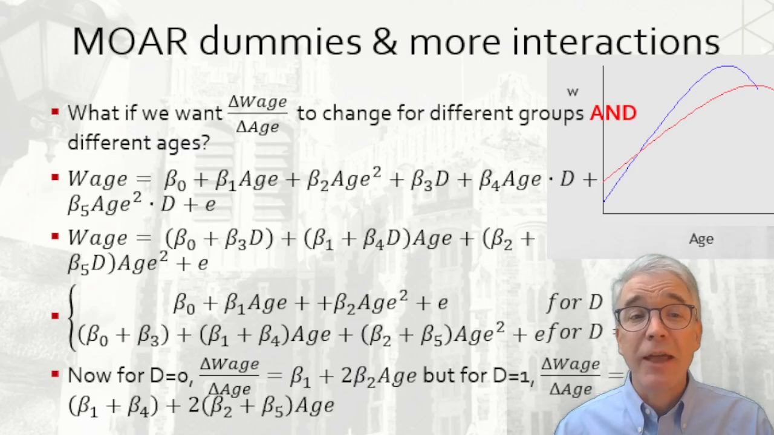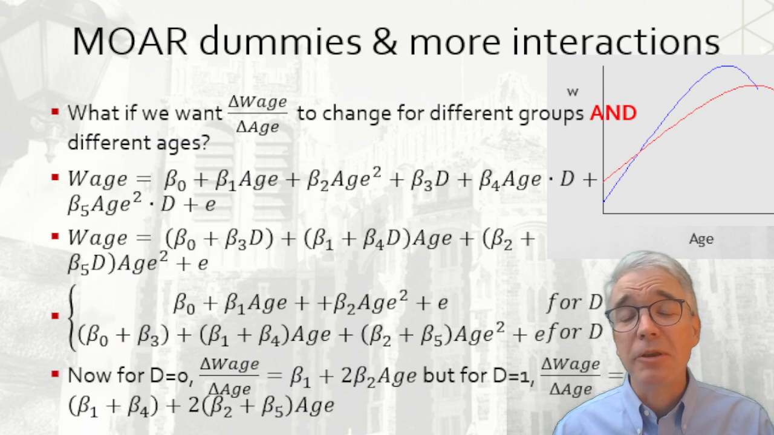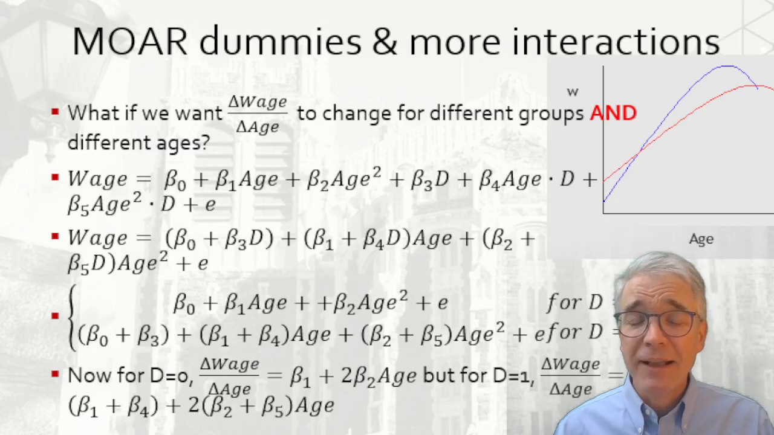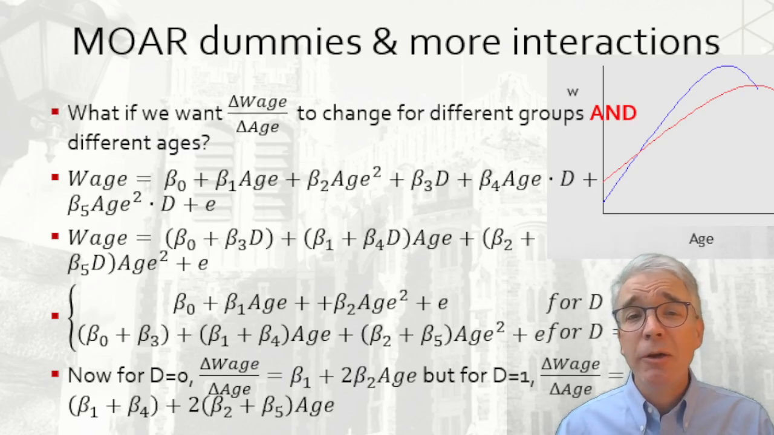You can solve for that, find where it equals 0, find the maximum for that group of people. For the other group, people with d equal to 1, now delta wage over delta age is going to be parentheses beta 1 plus beta 4, plus 2 times another parenthesis beta 2 plus beta 5, multiplied by age. You can think of it as just taking those earlier two coefficients, beta 1 and beta 2, and modifying each of them. Now, it doesn't mandate that the two groups have different profiles. They could be the same if beta 3, beta 4, and beta 5 are all equal to 0.